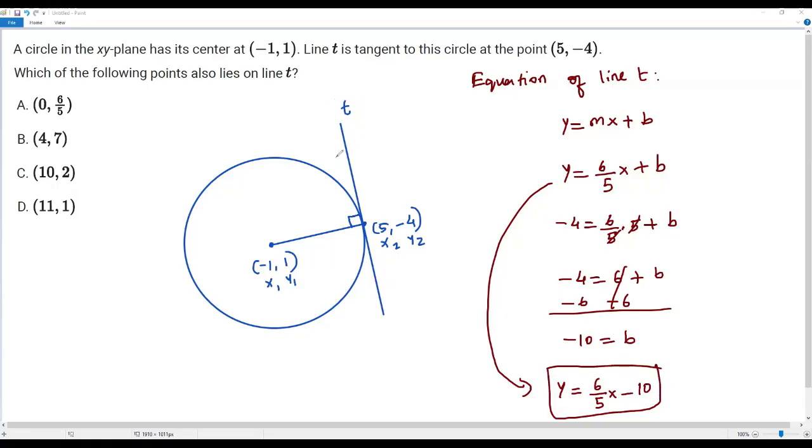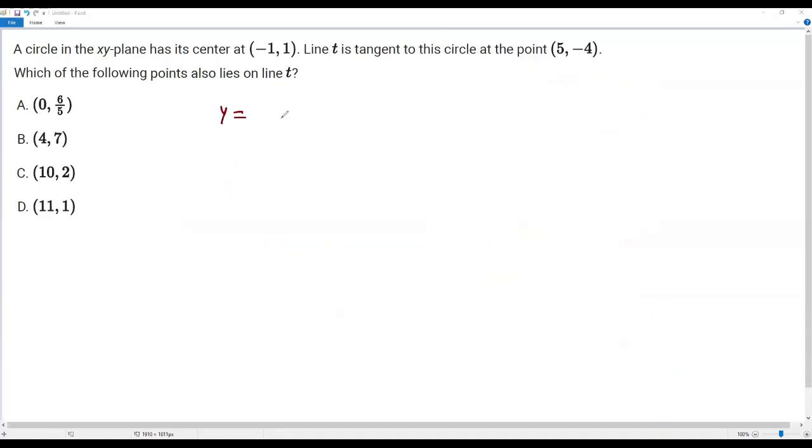Now what we have to do is check the points in the given answer choices with this equation and find the point which lies on line T. Okay, now let me erase all the stuff and continue the problem. So we have the equation of the line T, y equals 6 over 5 times x minus 10. This is the equation we got for line T.